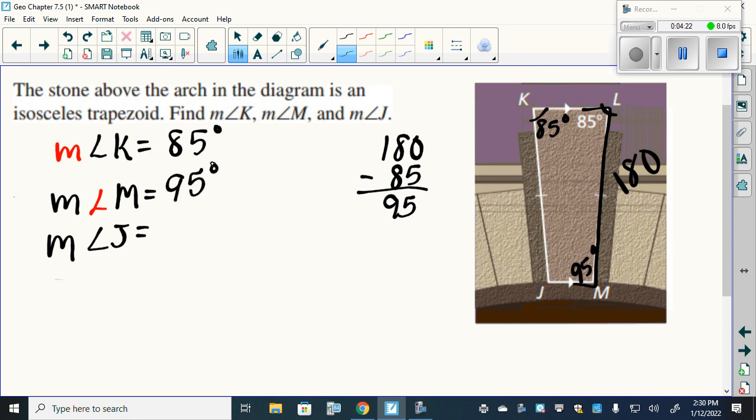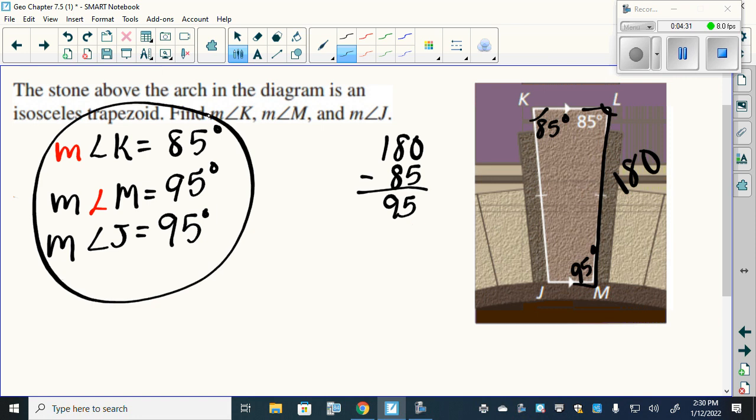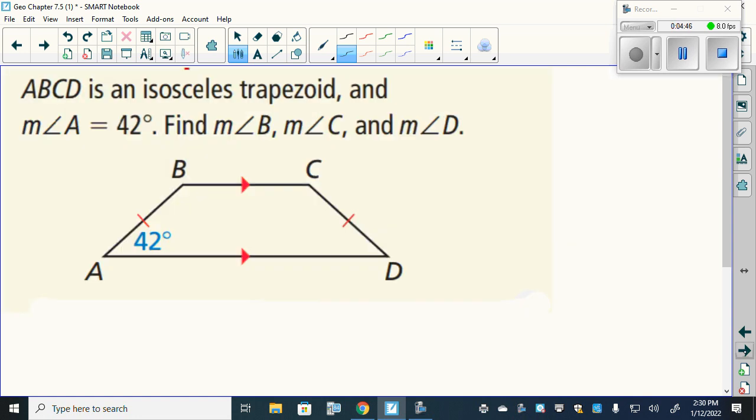What does that tell us about the measure of angle J? It's also 95 degrees, because the base angles in an isosceles trapezoid are congruent. The base angles in an isosceles trapezoid are congruent. Any other questions on this here? All right, let's look at the next one.